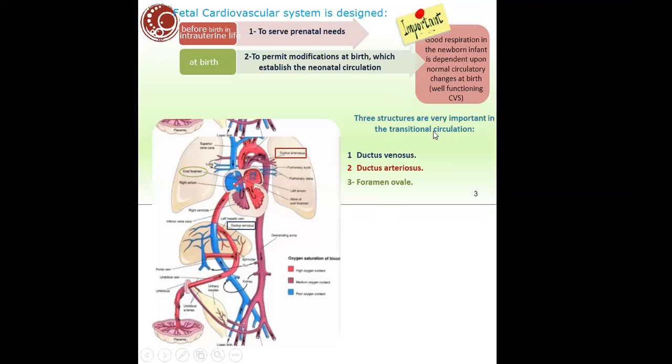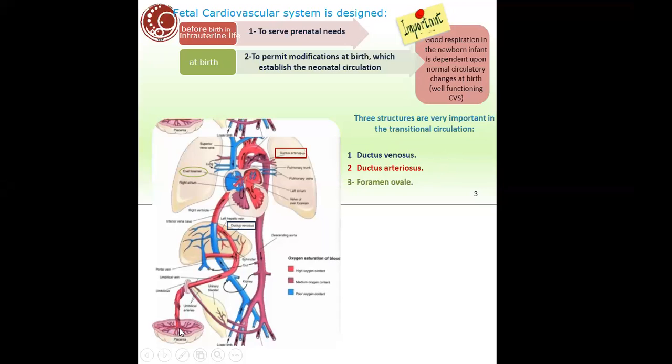Three structures are very important in the transitional circulation, that is the circulation carried in the prenatal life and the postnatal life. So these are the structures which play an important role. First is the ductus venosus, the other is the ductus arteriosus, and the third is the foramen ovale.